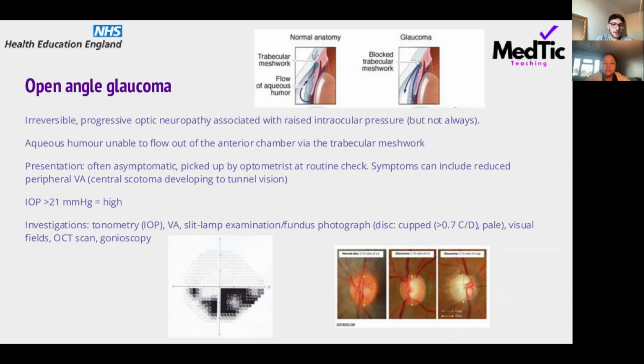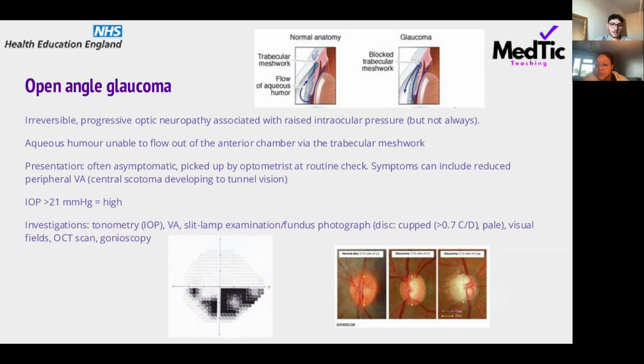So open angle glaucoma. The definition of glaucoma is this irreversible progressive optic nerve damage, usually associated with increased ocular pressure. This is a chronic picture, so it isn't acute. The cause of open angle glaucoma is that the angle's open, but the trabecular meshwork in the angle starts to get blocked up. So the flow of aqueous humor out of the anterior chamber is less, and that gradually increases the pressure of the eye. Most of the time, it's just picked up at routine checks.